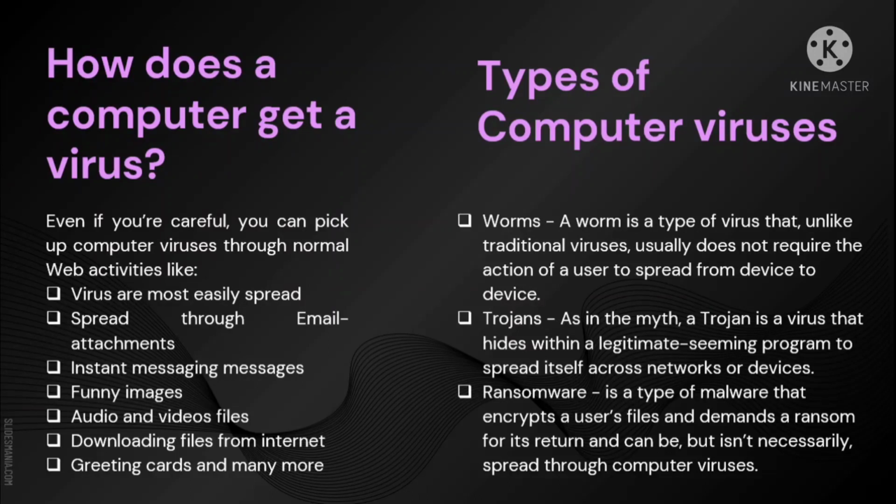So we have 8 types of computer viruses. The first is worms. A worm is a type of virus that, unlike traditional viruses, usually does not require the action of a user to spread from device to device. Second is Trojans. As in the myth, a Trojan is a virus that hides within a legitimate-seeming program to spread itself across networks or devices.